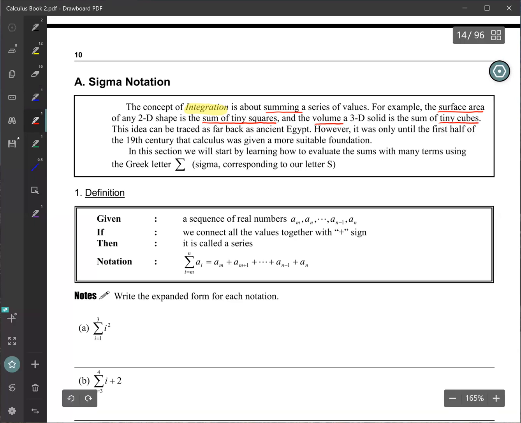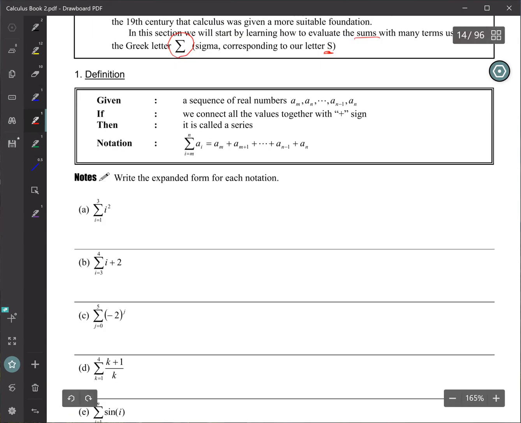So this idea can be traced as far back as ancient Egypt. However, it was only in the first half of the 19th century that calculus was given a more suitable foundation. So they put it into symbols and found different methods. In this section, we'll start by learning how to evaluate sums with many terms using the Greek letter sigma, which corresponds to our letter S. So here is sigma notation.